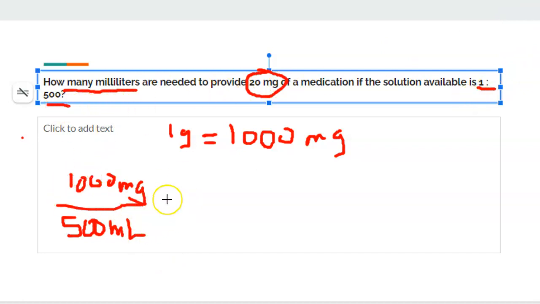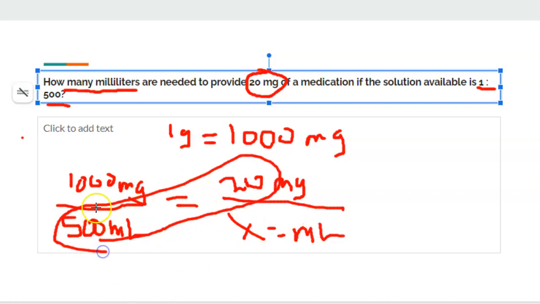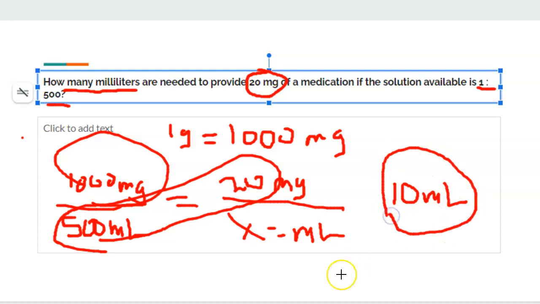We're going to set that equal to 20 milligrams, because remember our units have to match, and we're matching now, and we are calculating X milliliters. Now we can cross multiply and divide. 500 times 20 is 10,000, divided by 1,000. Our answer is 10 milliliters. And that's our correct answer there. That's how you calculate that.